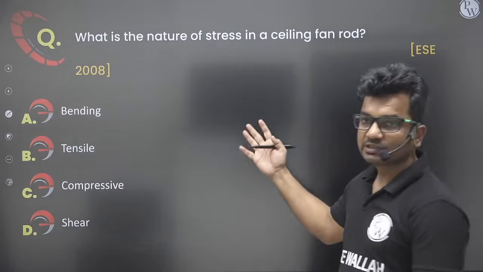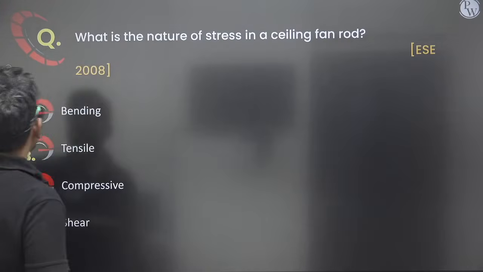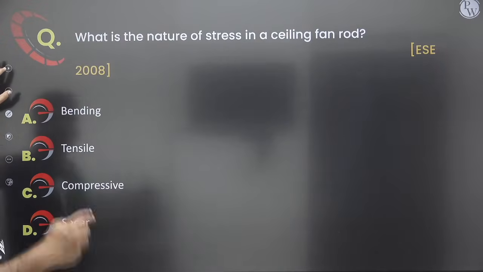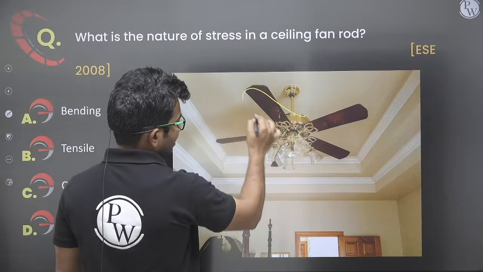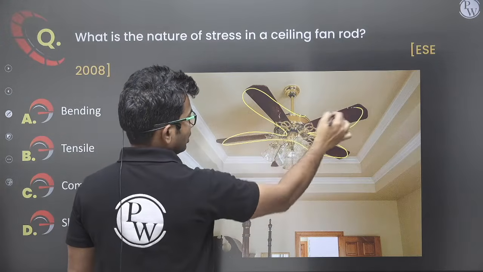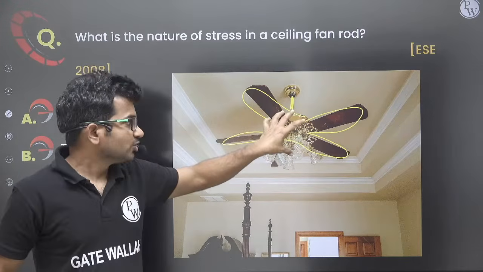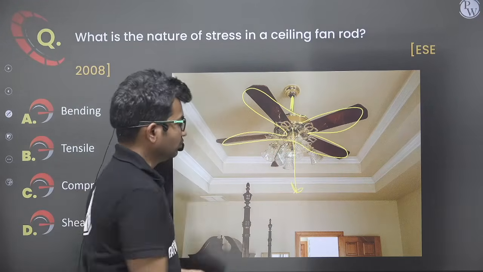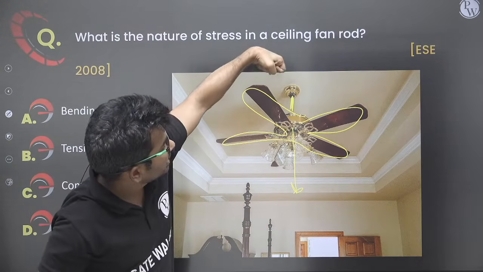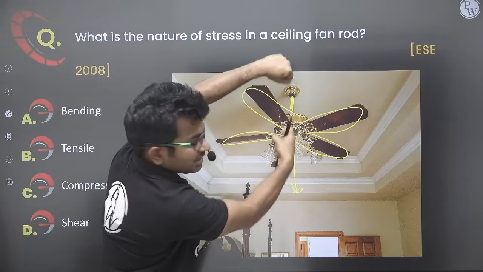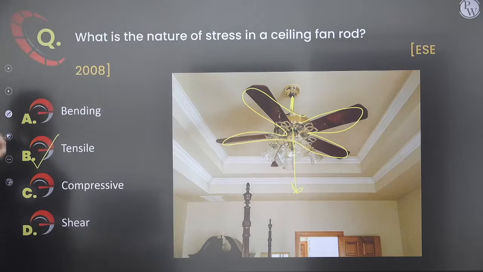Okay, so this question was asked in ESE 2008. What is the nature of stress in a ceiling fan rod? Let us have a look at a ceiling fan. Here we have a ceiling fan, and this ceiling fan rod is carrying the weight of this entire part. This weight is acting downwards, so it is pulling the ceiling fan rod down, but the roof is pulling it up. So there will be tensile stresses in the ceiling fan rod. So the correct answer will be option B.